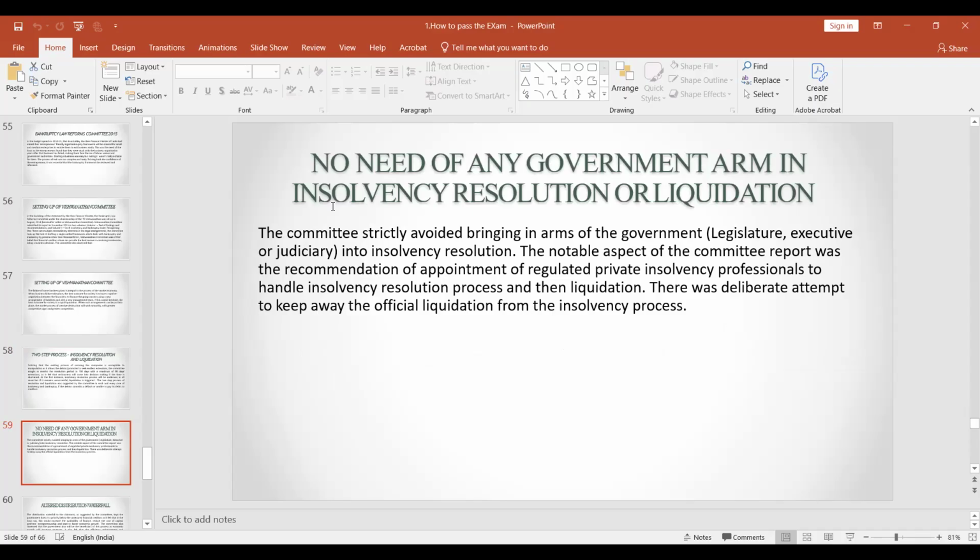The committee strictly avoided bringing in arms of the government. They said you keep those arms of the government at bay, legislature, executive or judiciary. Let the creditors take over. A notable aspect of the committee report was the recommendation of appointment of regulated private insolvency professionals. They said you develop a team of insolvency professionals which will oversee this entire process to handle the insolvency resolution process and then liquidation. So there was a deliberate attempt to keep away the official liquidator from the insolvency process.